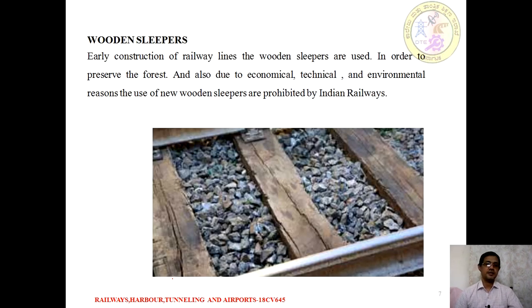Moving to the first type, that is the wooden type. As I explained, in the early days or in the beginning of the railway network, the rail sections were placed over wooden sleepers. We can see the wooden sleepers there, with the rail section and ballasting. This was somewhat economical, as the forests were abundant in those days when the railway journey started. Also for technical and environmental reasons, new wooden sleepers are now prohibited because of environmental issues.